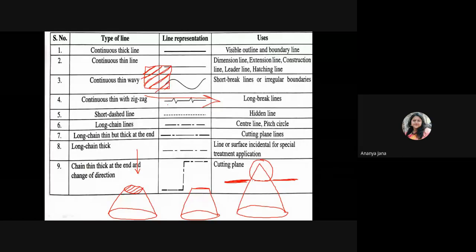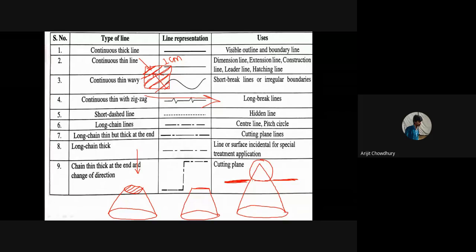One more thing you need to keep in mind. The intermediate distance between the two hatch lines should not be more than 1 centimeter. I should not say 1 centimeter. What I should say is that it should be 5 to 10 millimeter. The intermediate distance between two hatch lines should not be more than 10 millimeter. This you have to keep in mind. Is it clear? Any doubts so far?